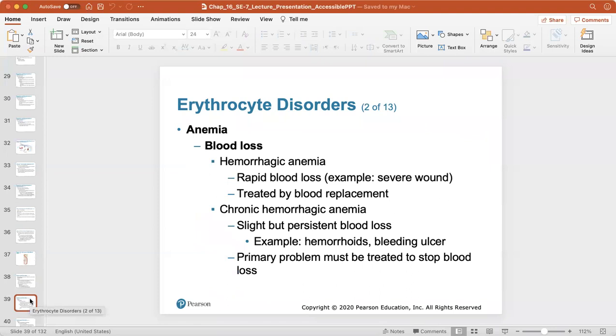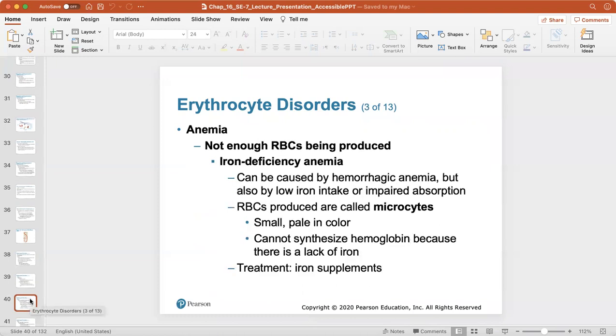For blood loss, we can get hemorrhagic anemia, which is rapid blood loss in a severe wound. Chronic anemia could be due to hemorrhoids or bleeding ulcers. Not enough red blood cells being produced could produce what we call iron deficiency anemia. It can be caused by hemorrhagic anemia, but also a low iron intake. So a treatment for this is iron supplements.